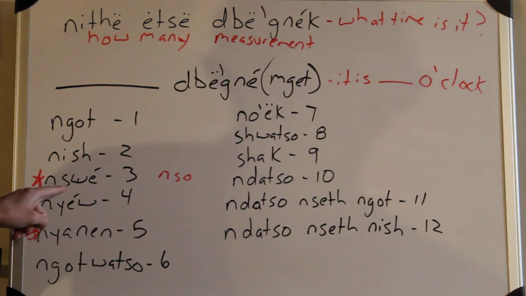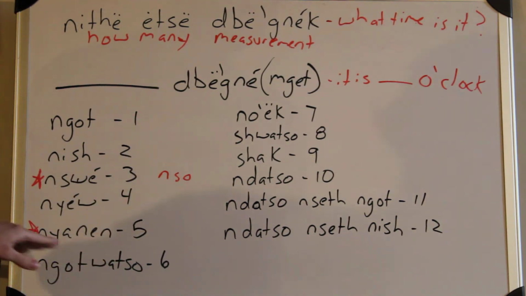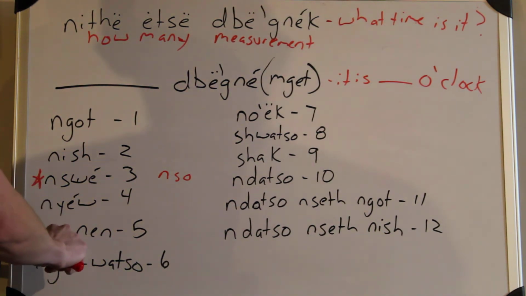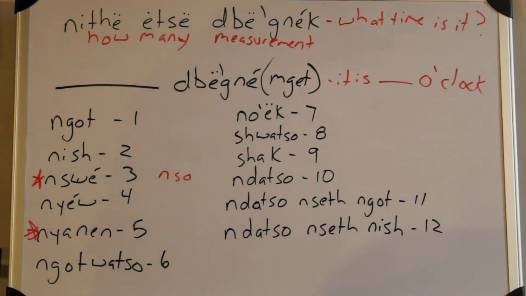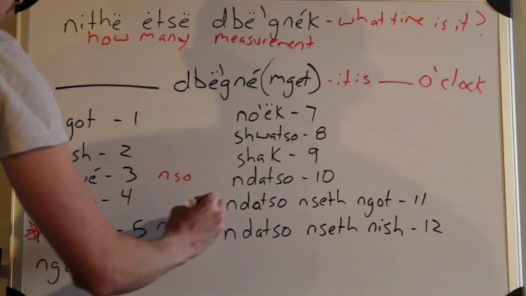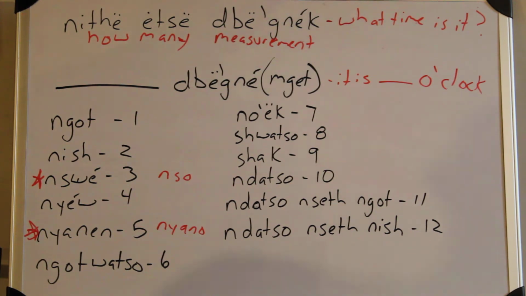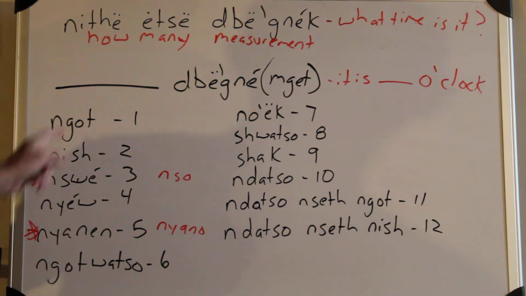Now remember, Nswa turned to Nso. Nyanin is going to change too. So 5 is Nyanin. Now if you change it to it is 5 o'clock, Nyano debuganak. It is 5 o'clock. There's only 2 it's going to happen to. Now you have number 6. 6 is ngotwatso. So for 6 o'clock, ngotwatso debuganak.